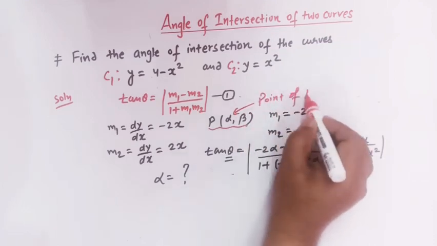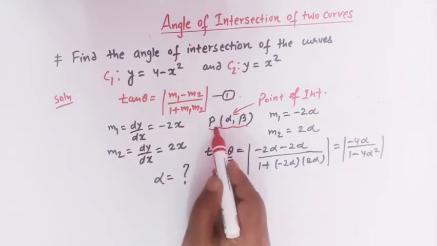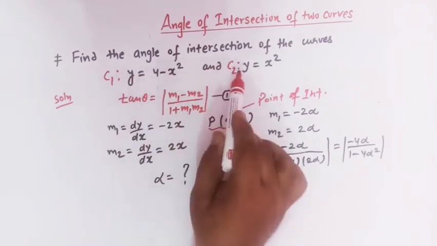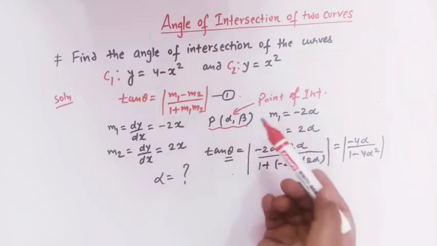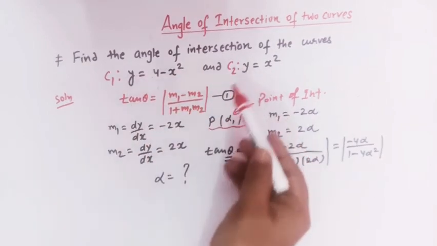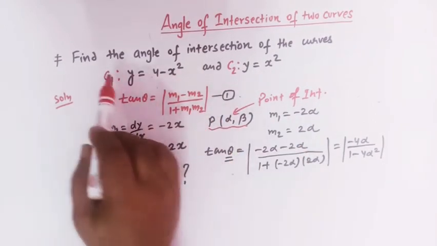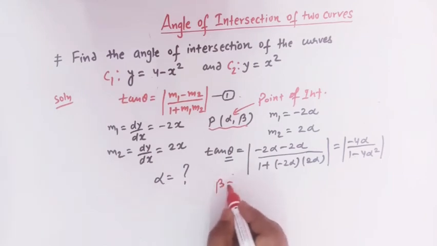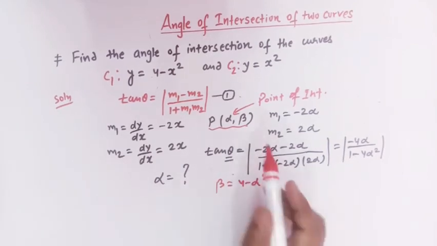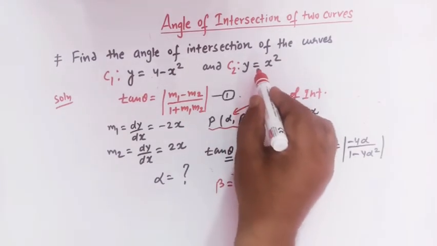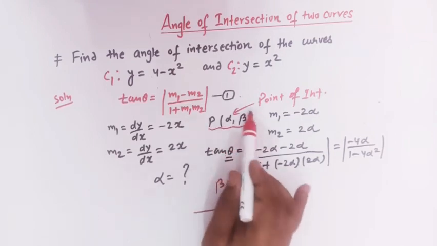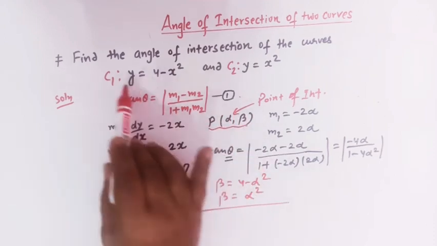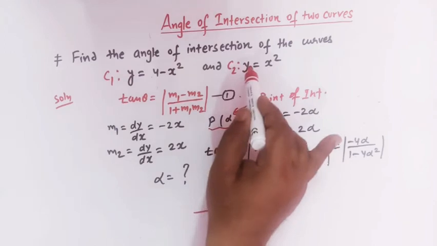This is the point of intersection. So this point P is the point of intersection of these two curves C1 and C2. Then this point P will satisfy these two equations. So substituting this value in C1, we have beta is equal to 4 minus alpha square, and substituting this point in C2, we have beta is equal to alpha square, right? Because this point P is a common point lying on these two curves, so it will satisfy these two equations.